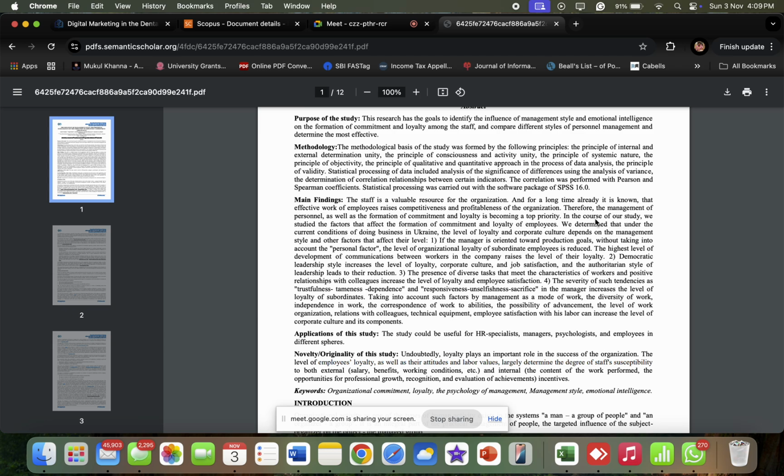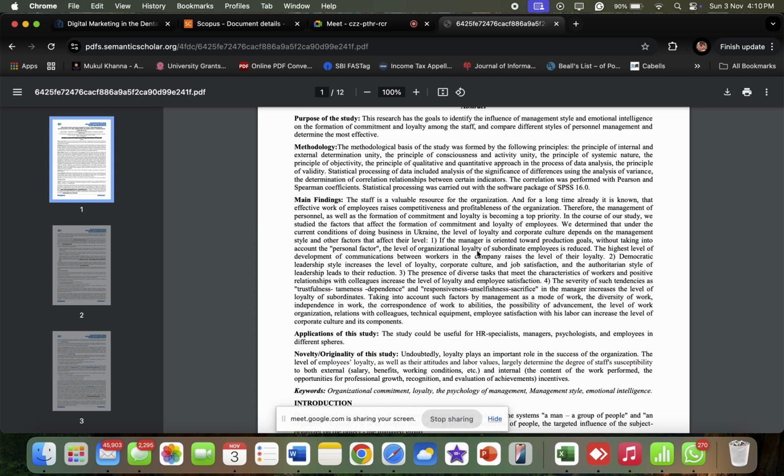Of course, in the course of the study, we studied the factors affecting formulation of commitment and loyalty. We determined that under the current conditions of doing business in Ukraine, the level of loyalty and cooperative culture depends on the management style and the personal factors. So basically, this is the first finding. If a manager is oriented towards production goals without taking into account the personal factor, the level of organizational loyalty of subordinate employees is reduced.